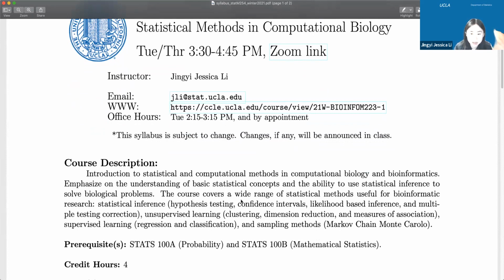This course will cover a wide range of statistical methods, including statistical inference, which covers hypothesis testing, confidence intervals, likelihood-based inference, and multiple testing correction. Unsupervised learning includes clustering, dimension reduction, and measures of association. Supervised learning includes regression and classification. And for sampling methods, we will focus on Markov chain Monte Carlo.